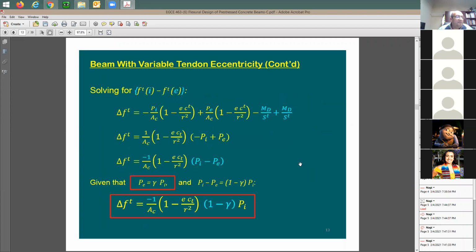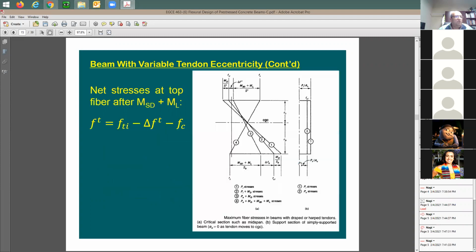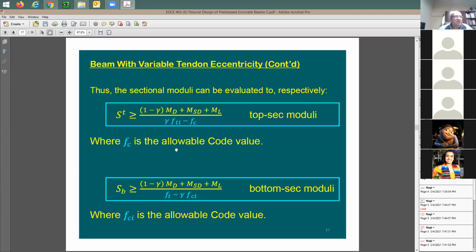So great. This is good, because all I need to do is take this equation and this equation. If I know the concrete properties, now I have FTI and FC, FT and FCI. And if I assume the loss is going to be roughly 20% or 15%, it means this denominator is given to me, and now I can solve for this. Now you give me the beam span, dead load, superimposed dead load, and live load. I should be able to figure all of this.